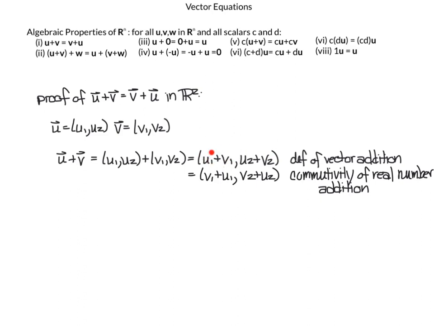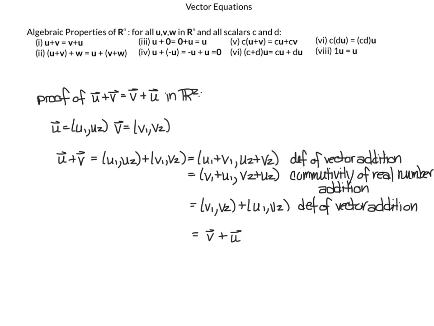Now you notice here, I have real numbers, so I can use the commutativity of real number addition, so I can swap this to v1 plus u1 and v2 plus u2. Then, again, using the definition of vector addition, that's v1, v2 plus u1, u2. I just use the other side of the vector addition, which is equal to the vector v plus vector u.